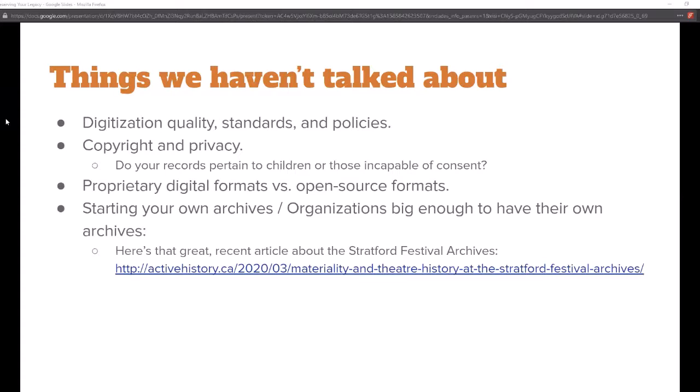Copyright and privacy. If you're the sort of organization that works with children or people who cannot give consent, you have a lot of privacy concerns that you need to deal with in your records right now while they're active, before they become a huge problem later at the point of archival donation. If you have lots of stuff contributed from lots of people, they will ask for waivers and permissions before they accept those materials. So that's really important to get straight now. Digitization quality and standards, again, also related to digital formats. No time to talk about that now. I will share some resources.